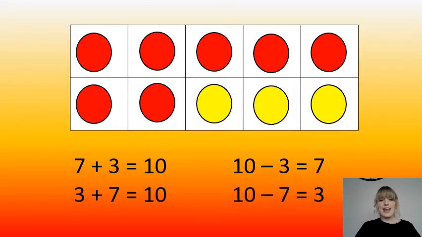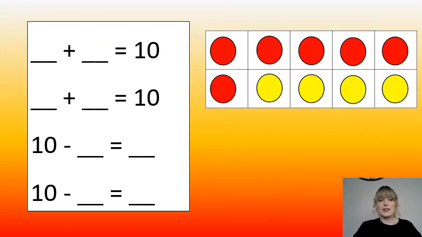So there I have made 4 number sentences altogether using my number bond 7 and 3 or 3 and 7. I can make 4 number sentences. I can make 2 add number sentences and 2 subtract number sentences. So let's have a little look at a different one. So here I've got my 2 addition number sentences and 2 subtraction number sentences.